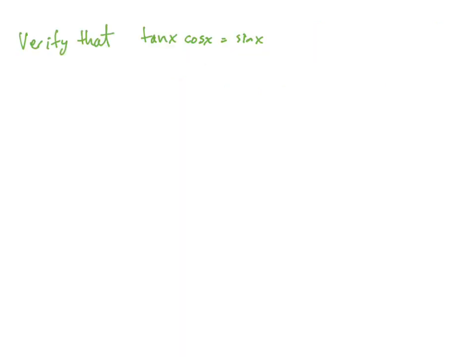Alright, this example says to verify that tangent of x times cosine of x is equal to sine of x. And what this means is we want to work with this equation to show that the left side is equal to the right side. Now we need to be able to show this exactly. So all of the simplification examples that we've just done, that is just leading into this, because what we'll do is we'll try and simplify the left-hand side and or the right-hand side in order to make these exactly equal.